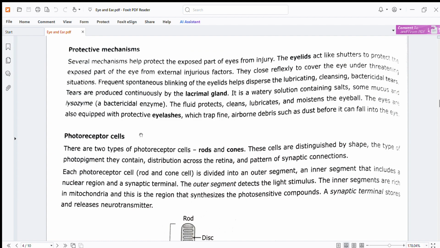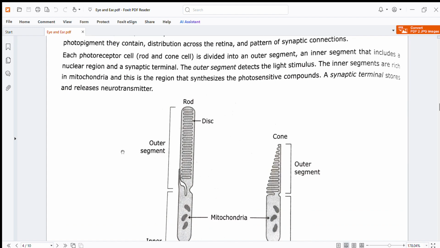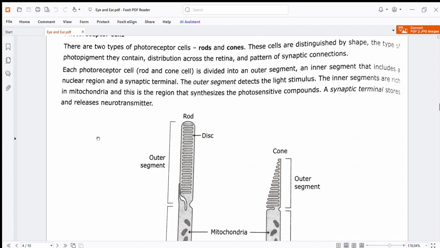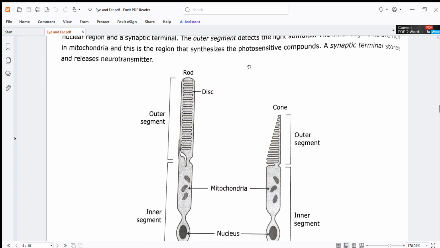Photoreceptor cells. There are two types of photoreceptor cells, rods and cones. These cells are distinguished by shape and the type of photopigment they contain, distribution across the retina, and pattern of synaptic connections. Each photoreceptor cell, rod and cone, is divided into an outer segment and an inner segment that includes a nuclear region and synaptic terminal. The outer segment detects the light stimulus. The inner segments are rich in mitochondria and this is the region that synthesizes the photosensitive compound. The synaptic terminals store and release the neurotransmitters.